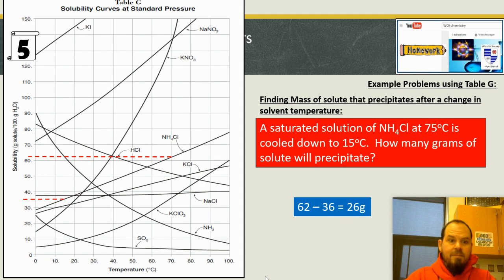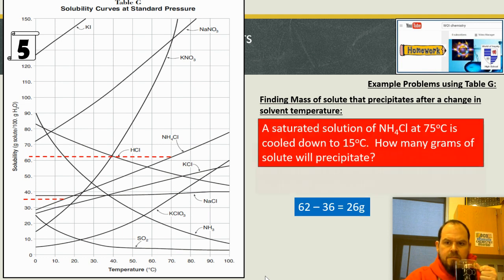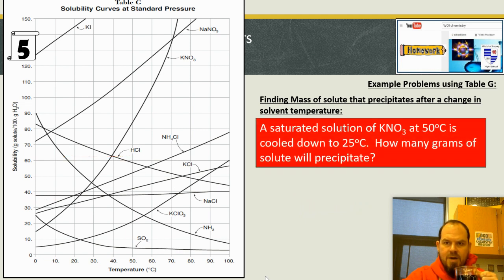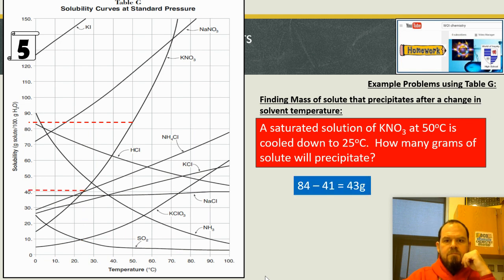Subtract those two numbers. Oh, I picked 36. Looking at that line, I probably should have picked 37. But again, there's going to be a plus or minus, so you'll be all right. Again, find the two spots and subtract. 50 degrees to 25 degrees. So at 50 degrees up to KNO3, probably picked 84 there. 25 degrees up, 41. Oh, I picked 84 to 41, 43 grams different.